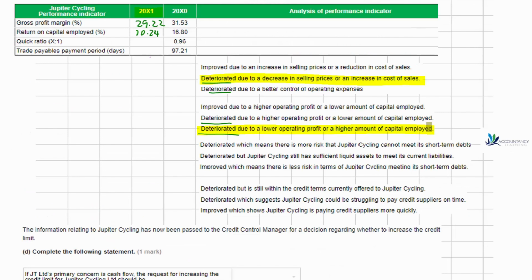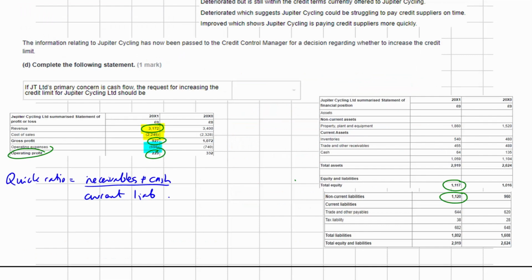So next we need to look at the quick ratio. The quick ratio, sometimes called the acid test ratio, will be our current assets, although ignoring inventories because they take a long time to turn into cash. So it's going to be a combination of our receivables, so that's the 455, plus our cash of 64. And then we want to compare that with how much we have in our current liabilities.